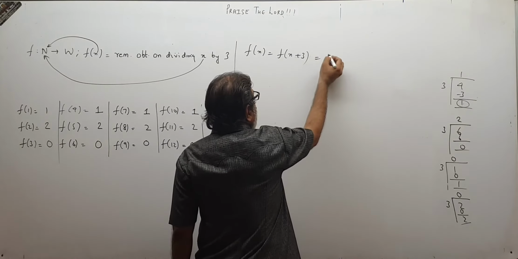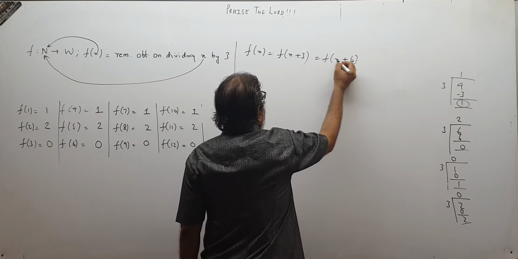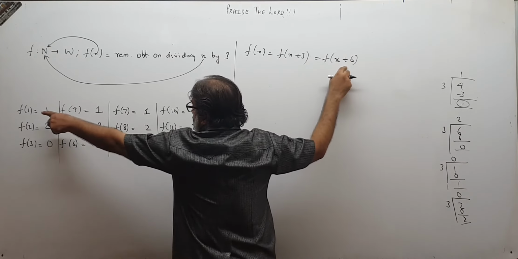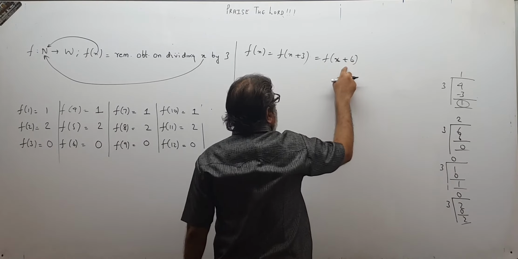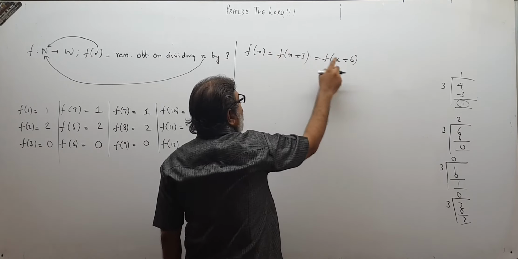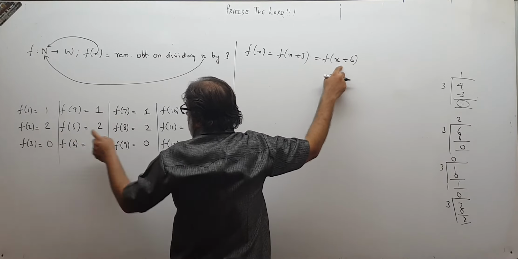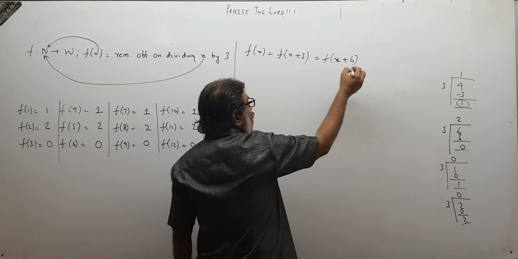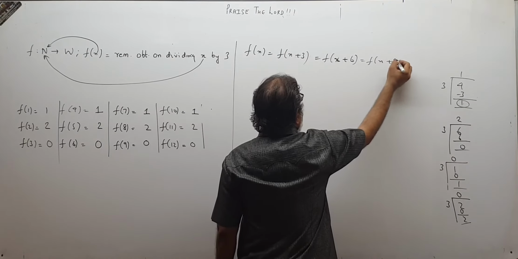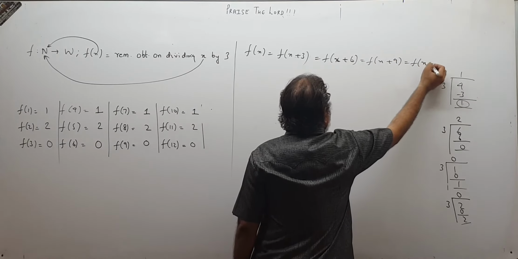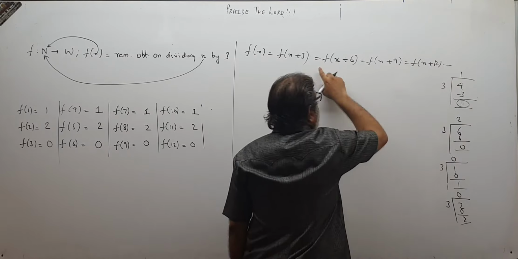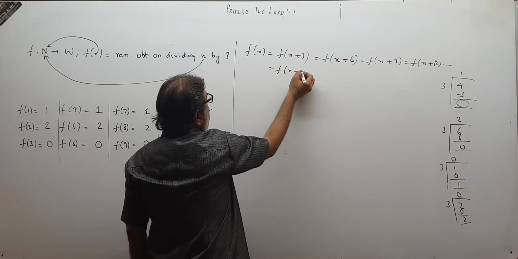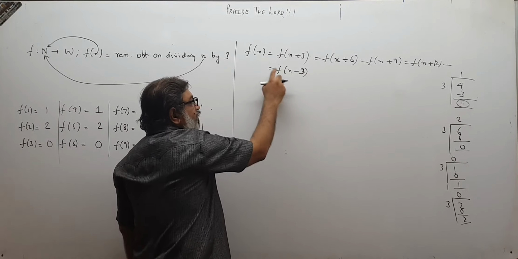Is it also equal to f(x plus 6)? So when I take x as 1, f1 should be f7. f1 and f7, they are equal. Wow. If I take 2, so f2 and f8, yes, they will come out to be equal always. It will also be equal to f(x plus 9), f(x plus 12) and so on, meaning multiples of 3. And it will also be equal to f(x minus 3).